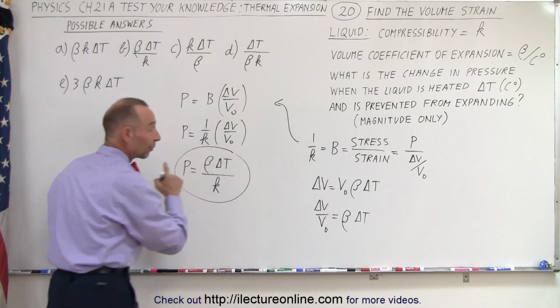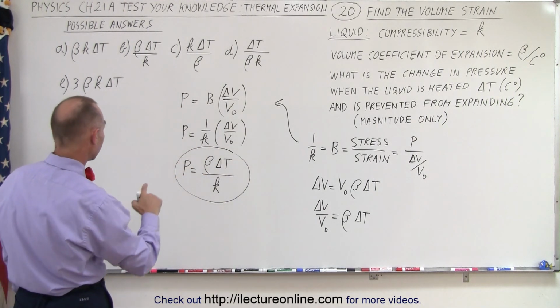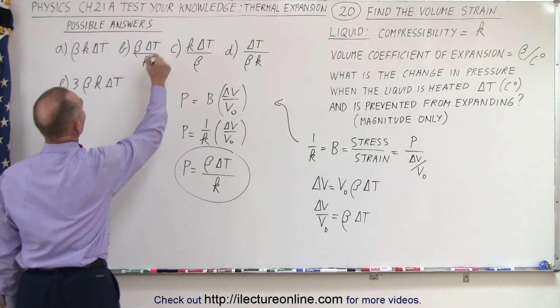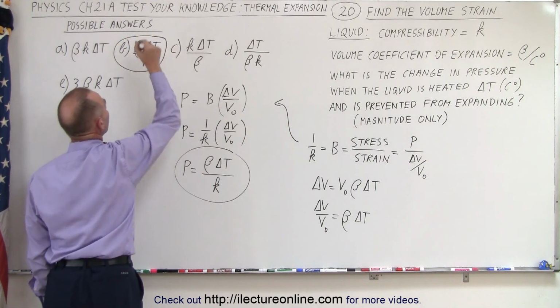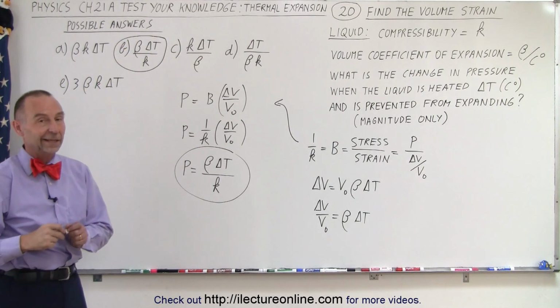And so let's see if the correct answer is up there. And let's see, beta delta T over K, that's this one right here. And so answer B is the correct answer, and that is how it's done.